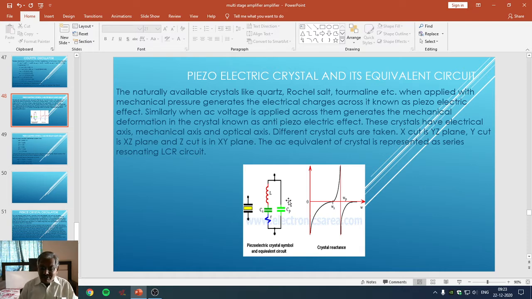Dear students, there are naturally available certain crystals, maybe a quartz crystal, a Rochelle salt, or a tourmaline crystal. They have a property that when we apply mechanical force or mechanical pressure across its two faces, it undergoes deformation and generates electrical charges across the opposite faces.